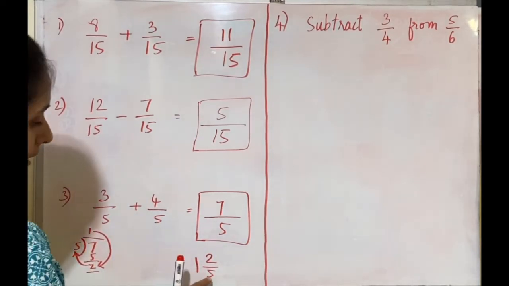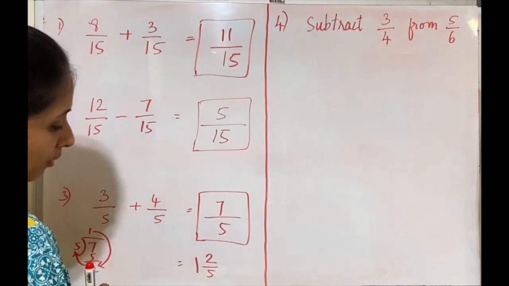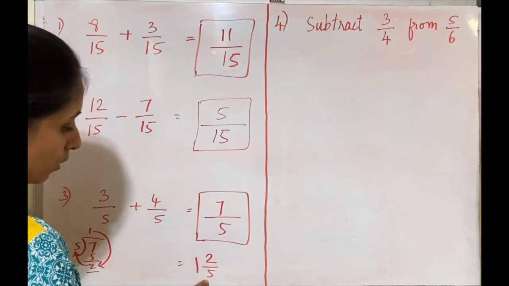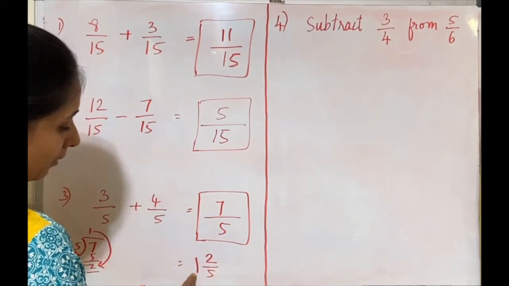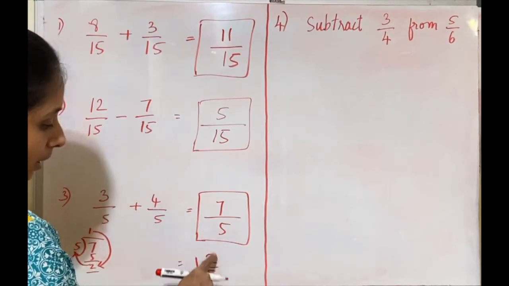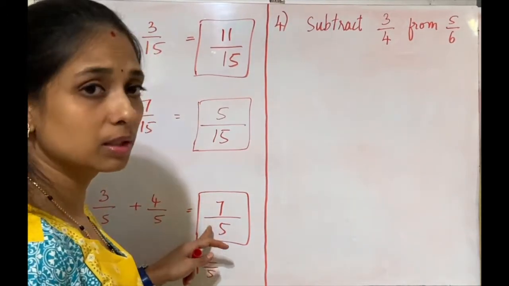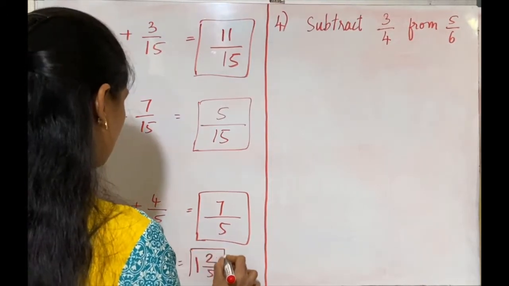Just for checking, what should you do to convert this into an improper fraction? Converting a mixed fraction into an improper fraction, I've told you in my previous video. Here you have to do multiplication, here you have to add. 5 into 1 is 5, plus 2 is 7, 7 by 5. That will become 7 by 5. Any answer, you should not leave it as an improper fraction. You should convert it into a mixed fraction and write the answer.